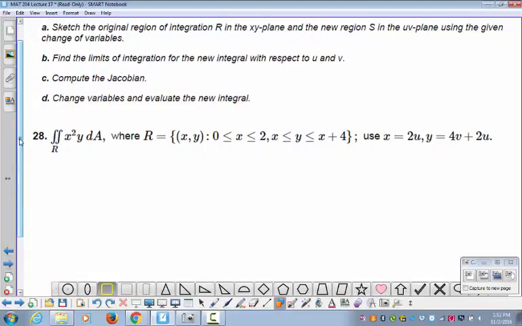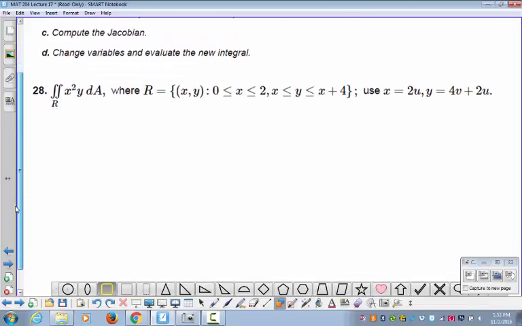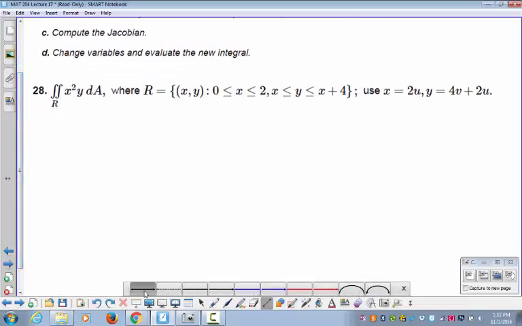All right, so here they say sketch the original region of integration R in the xy plane, sketch the new region S in the uv plane, given the change of variables, and then find the limits, compute the Jacobian, and do the change of variable. Now that's an integrand that you might say is not too hard to integrate. Let's take a look at our regions. Let's see if maybe the region is going to be a lot simpler.